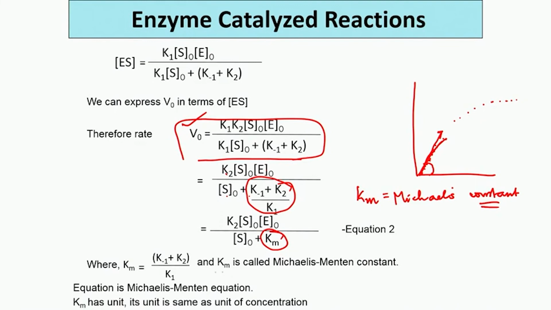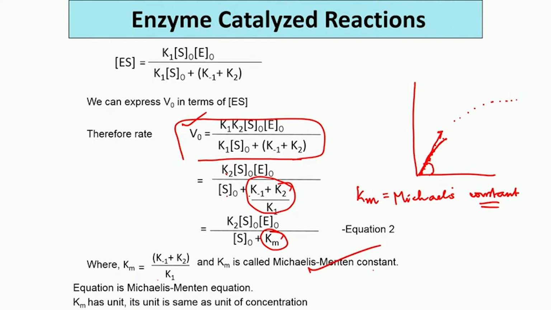Okay. And so, Km is basically K minus 1, that means the breakage of the ES complex, plus K2, that means the rate of formation of the product, divided by K1, that is the rate of association of E and S. Okay. This is the Michaelis-Menten constant, and this equation is what is called Michaelis-Menten equation.